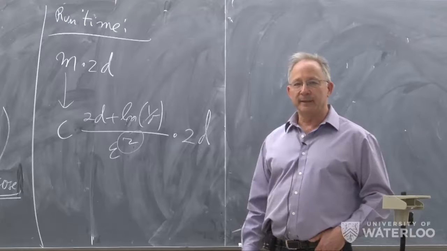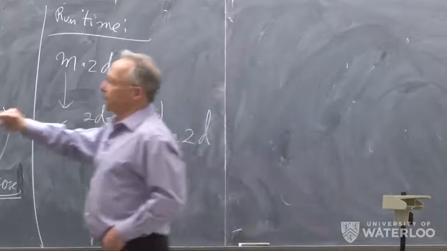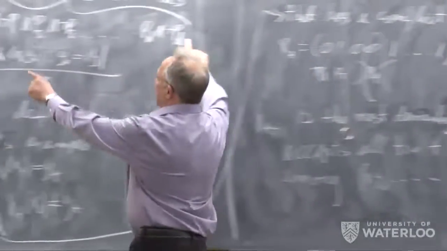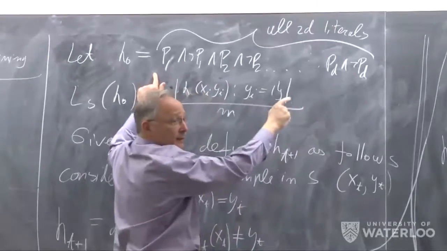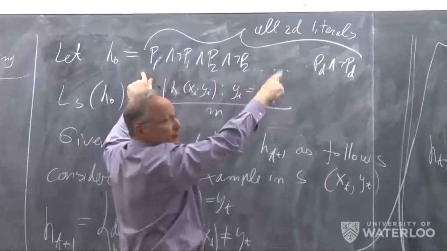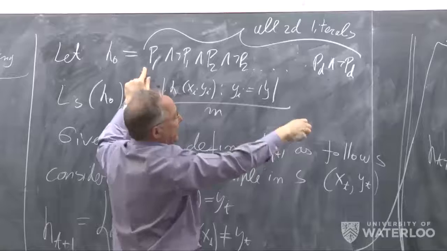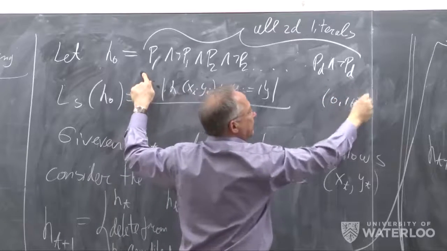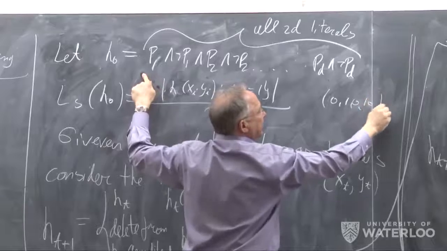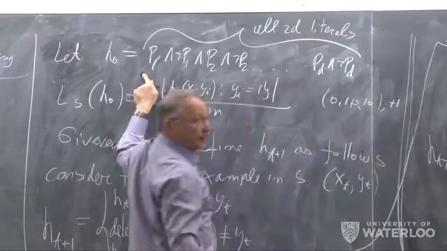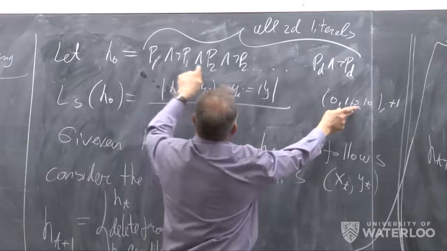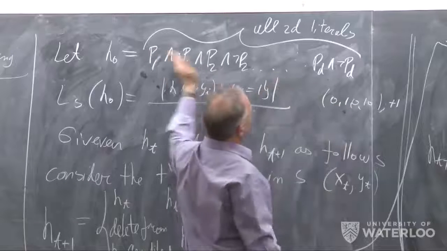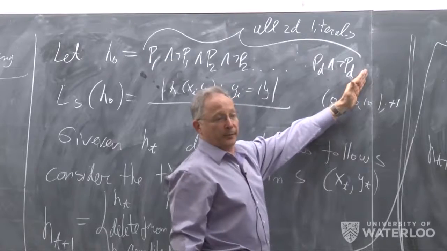Yes? Where did the 2d come from? Oh, the 2d comes because at each step, you take your current h and see how many conflicts you get with the example. At each step, you get your h, and you get an example and the label. And you want to know which of those literals conflict with the example. So you have to go over all those literals, maybe 2d of them.